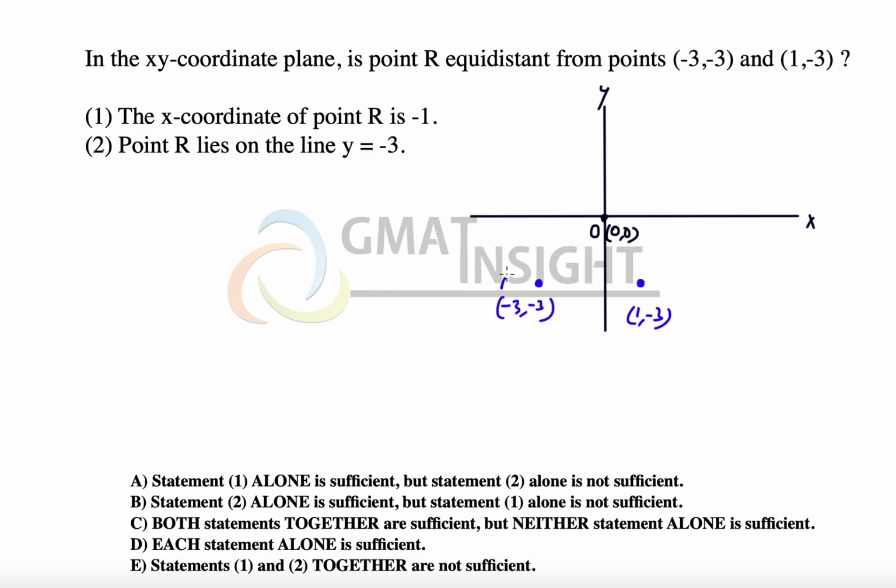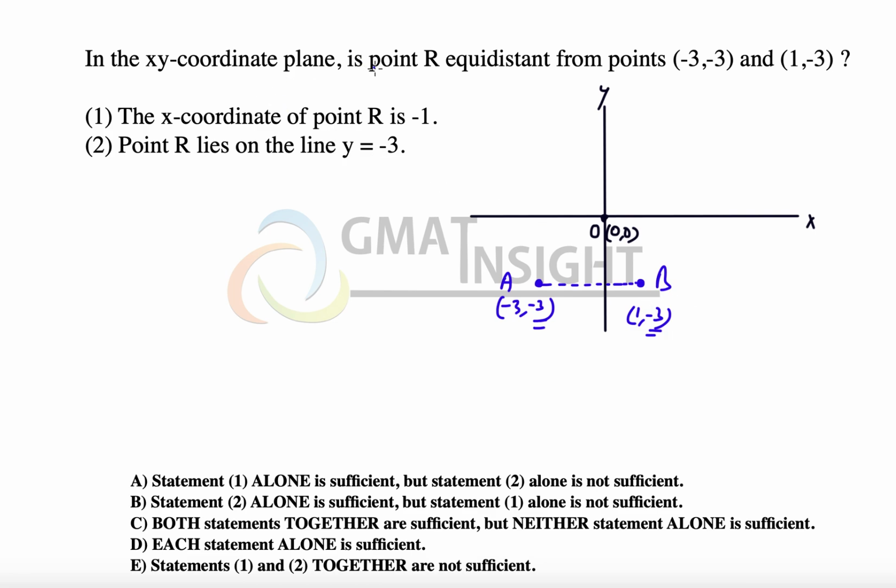If we call this point A and this point B, then the first thing to observe here is that points A and B have the same y coordinate. That means if we joined a line by joining the points AB, this line AB will be exactly parallel to the x-axis because the y coordinates of points A and B both are identical.